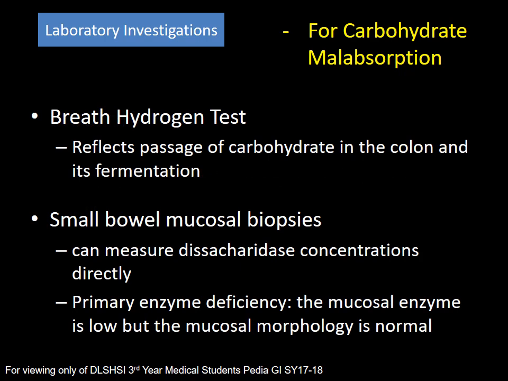Other tests for carbohydrate malabsorption are breath hydrogen tests, which reflect passage of carbohydrate in the colon and its fermentation, and small mucosal biopsies. It can measure the disaccharide directly, but it is more of an invasive procedure.